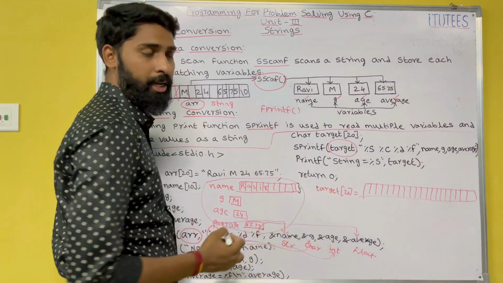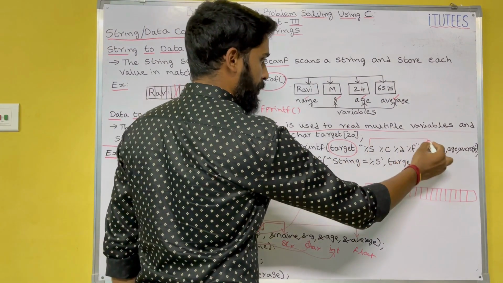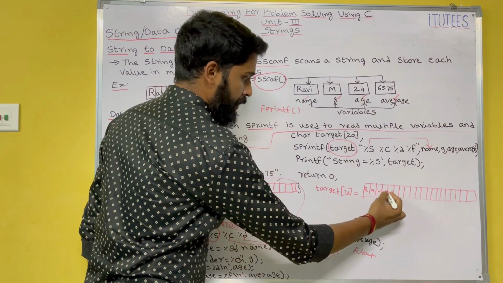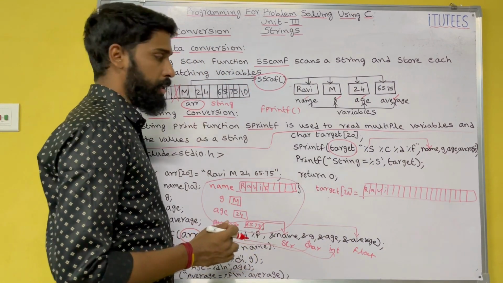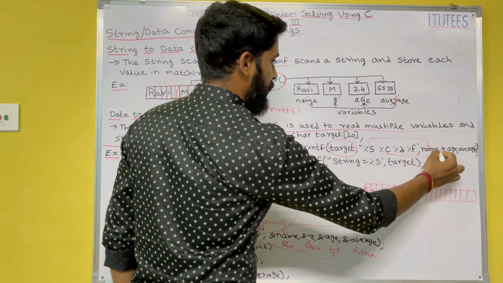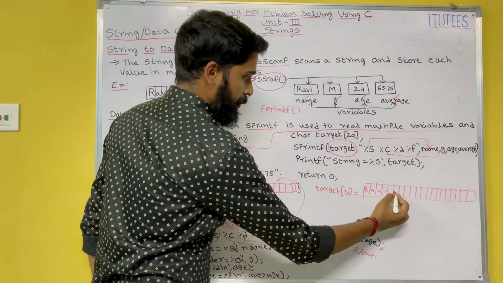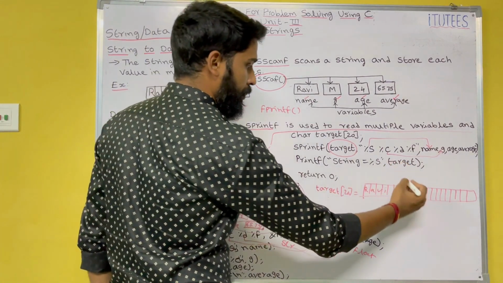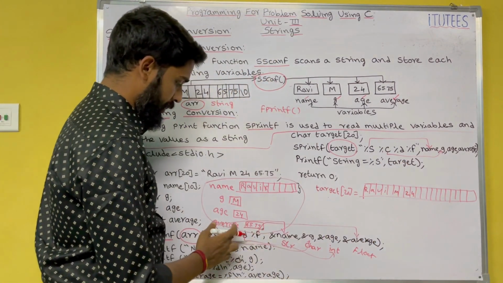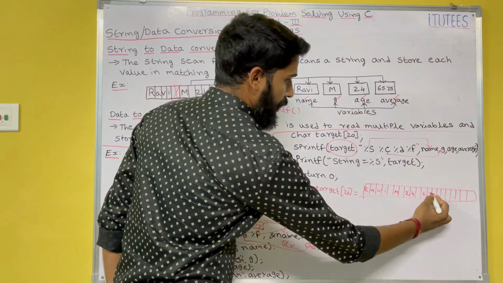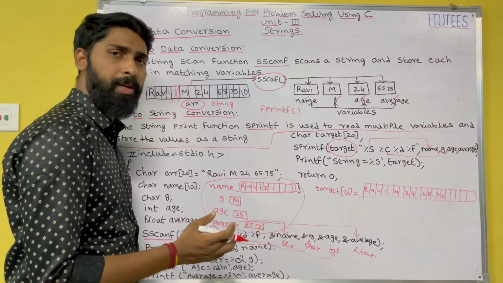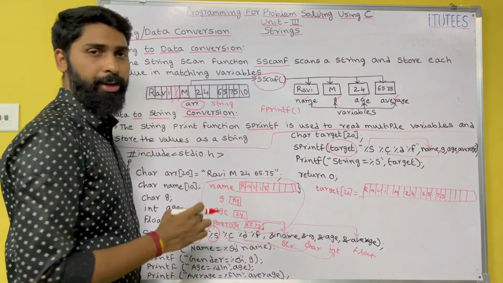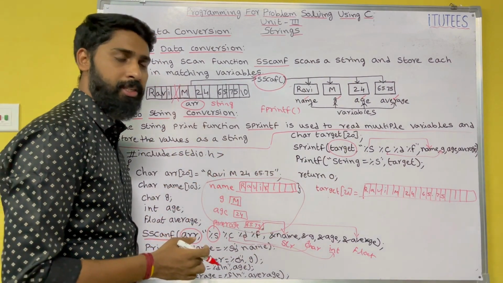Here the string name is target. Percentage s belongs to name. What is the name here? Ravi. So Ravi is printed into the string target. Next, percentage c for g, so M, then a space. Next is 24. Next, average, 65.75. So by using the sprintf function, you read multiple variables and store the values as a string.